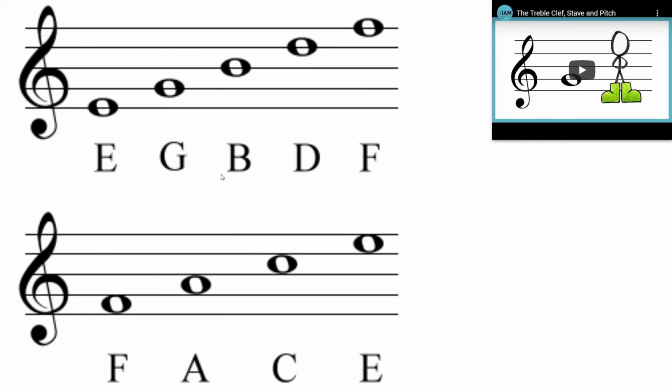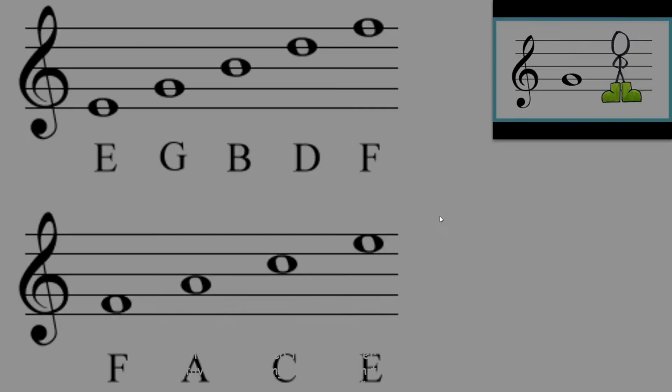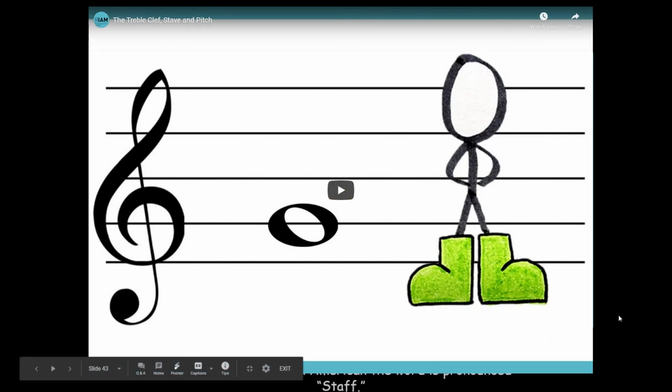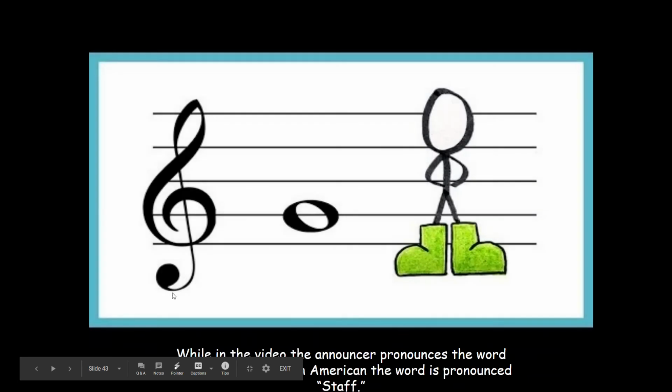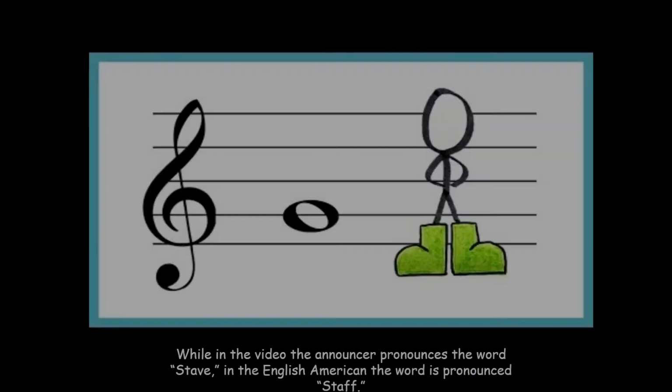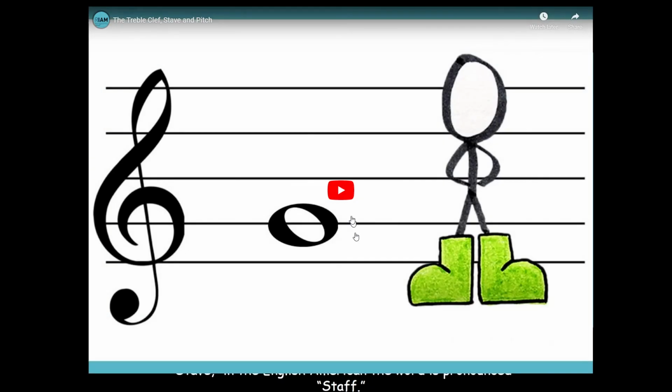Now, in addition to that, there is this wonderful video called the Treble Clef Stave and Pitch. And I don't want to confuse you because in the video, the word used is stave. In America, we call that staff. And this video comes from the United Kingdom. But he does a really great job. I'm just going to play a little bit of it for you. But I will put that in my resources as well. So here we go.